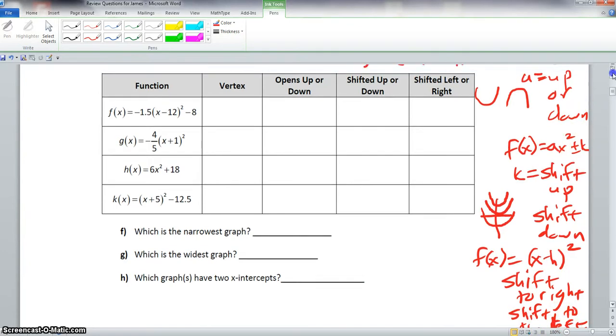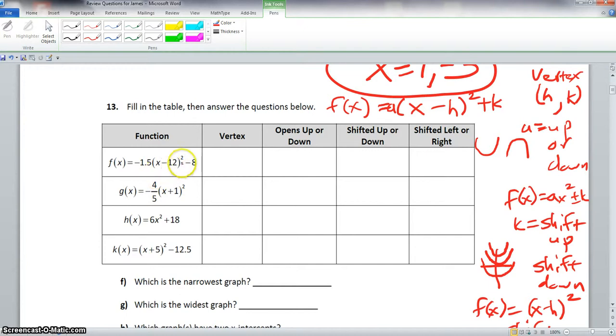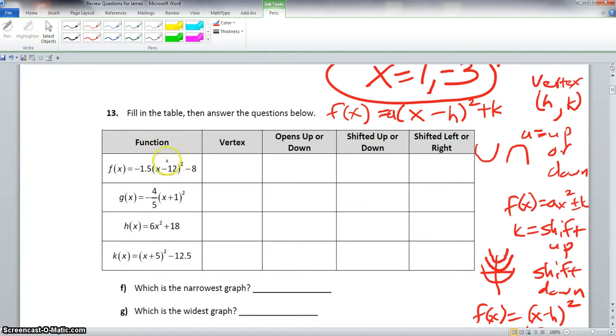Now let's take a look here. Let's apply this. Finding the vertex here is quite easy because it's in this form. The vertex here would be positive 12, because that's our h, and then negative 8. That is our k. Now we go down here to g of x. Let's do the same thing here. If you notice, we have an h, but we don't have a k. When we have an h but no k, we know that k is 0. So since this is a plus 1 instead of minus, it'll be negative 1 for h and 0 for y.